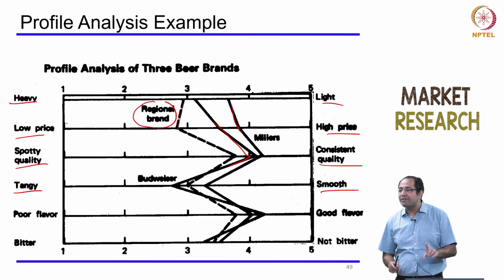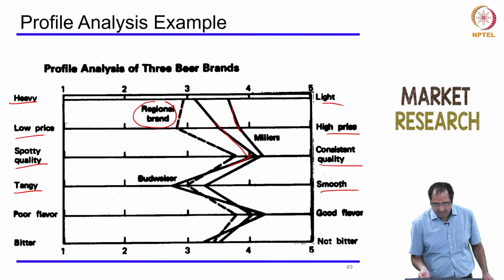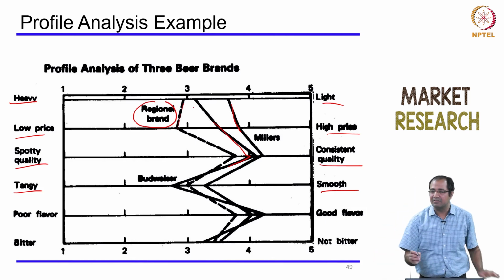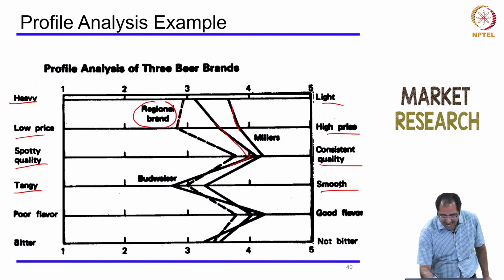And then they were plotted together. So let's say with 1000 respondents it is done in the target market. These are the average scores plotted. For heavy and light, the regional brand is here, and for low price it is here.